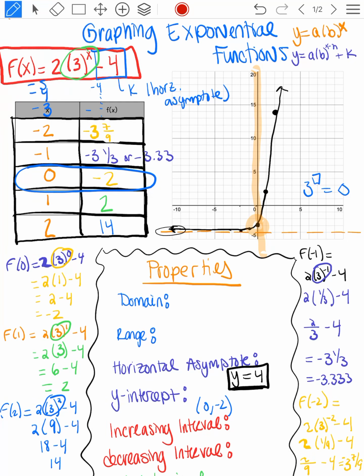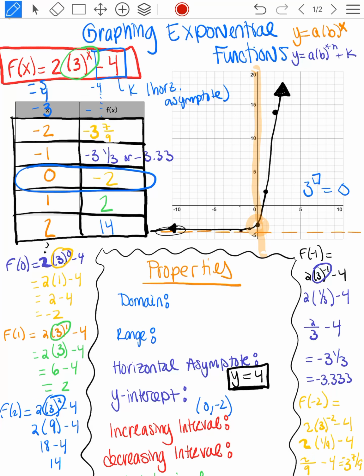Next, domain and range. Domain, remember, means left to right. So look at the values on your table and look at the values in your graph, right? I could keep adding larger numbers to my table, 1, 2, 3, 4, 5, 6. I could keep adding lower values to my table, -1, -2, -3, -4, which indicates that this is going to keep going to the left and this is going to keep going to the right.